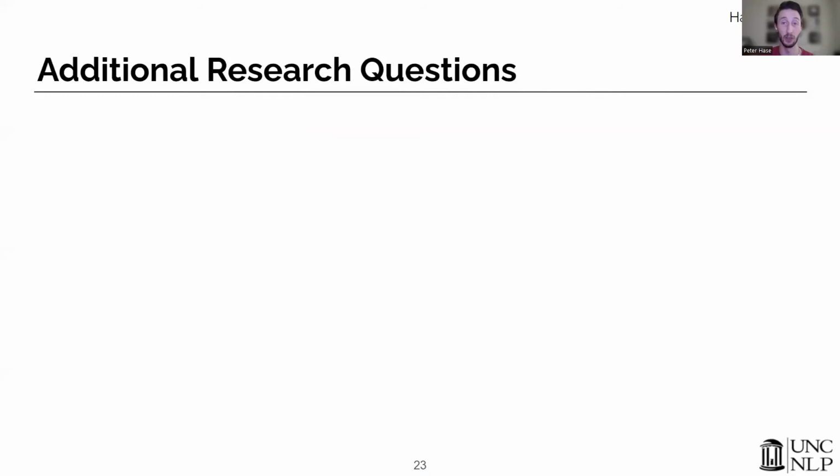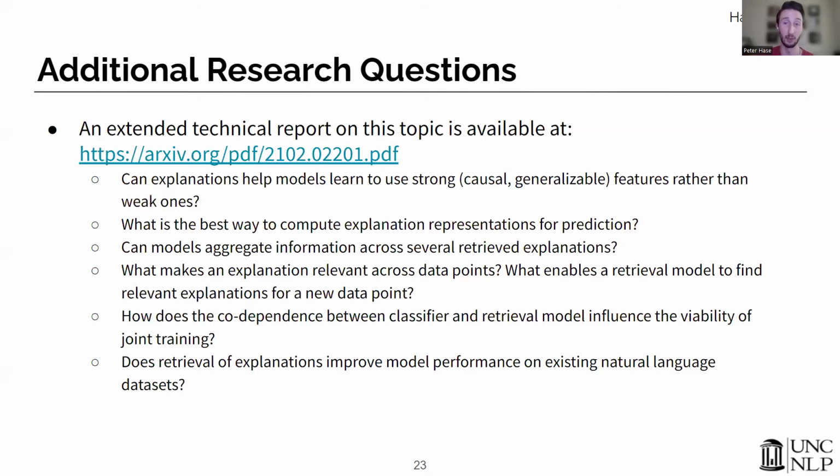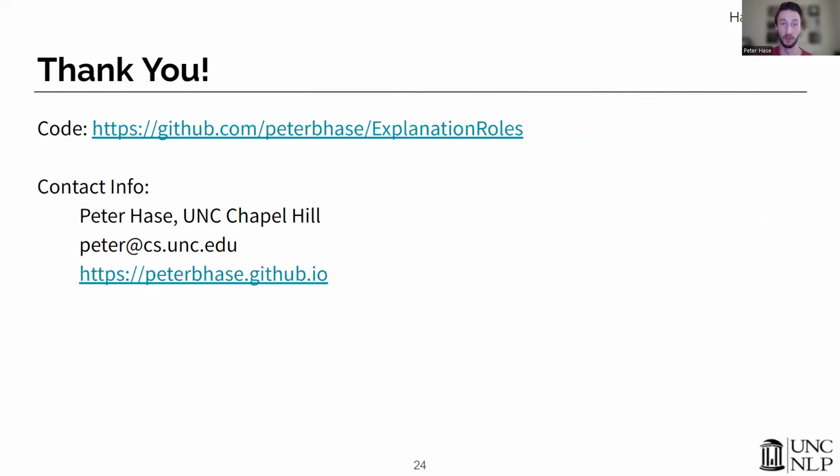We investigate a few more research questions in an extended technical report on the topic, including how this task can be made harder for models even when explanations are available, and how explanations can help models learn to use causal features rather than spurious features.